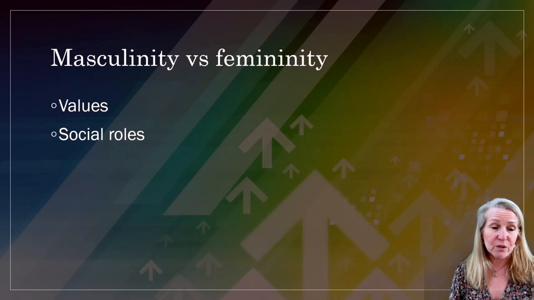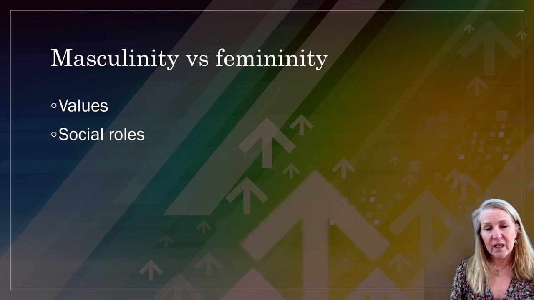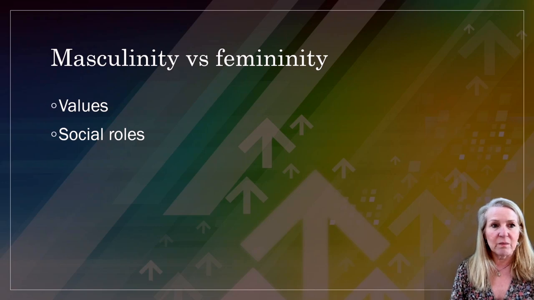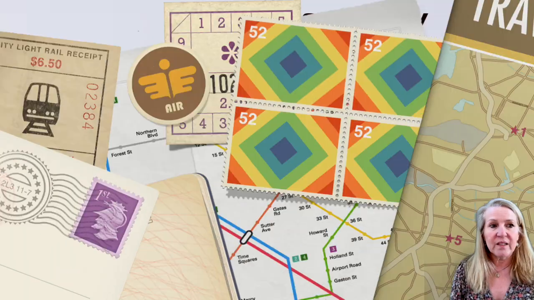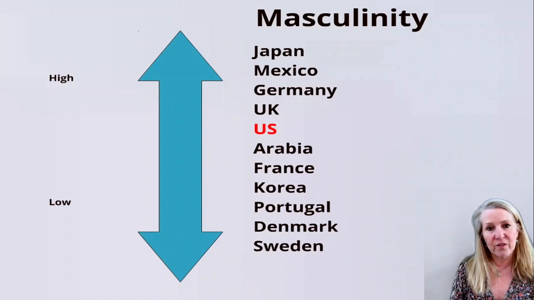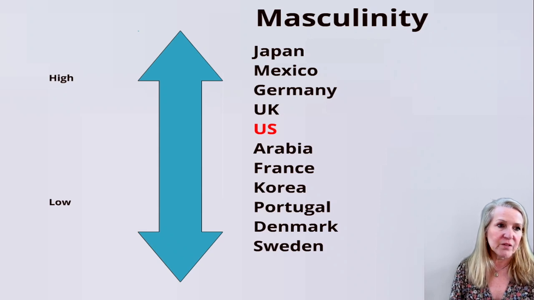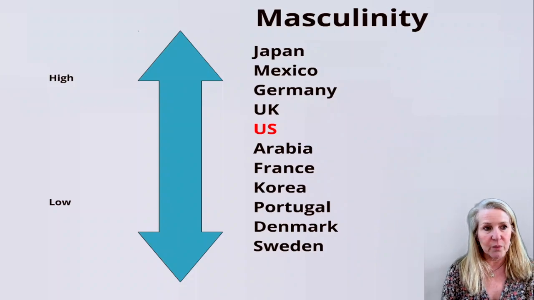And in terms of social roles, masculine societies expect that women and men perform different roles. They would have a gap between male and female members. And in feminine societies, there's really no division between roles that men and women perform, or no expectation that there needs to be. Here, the United States is more of a masculine culture. Countries at the bottom, like Portugal, Denmark, and Sweden, are more feminine in terms of both values and social roles.